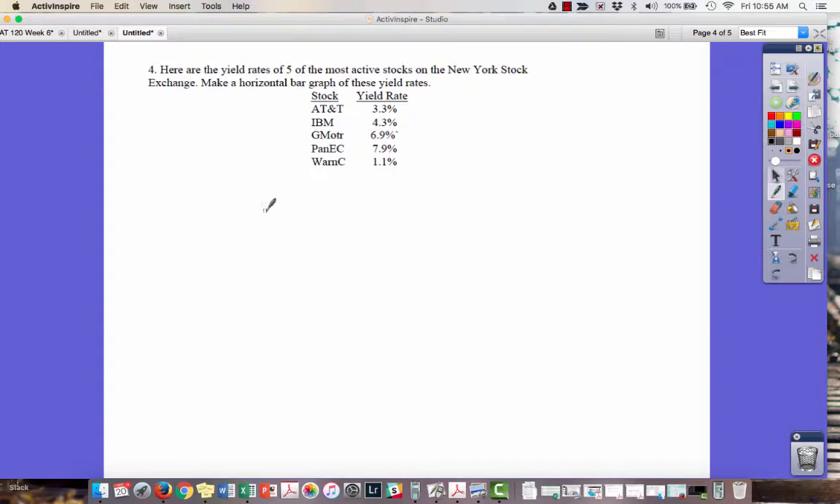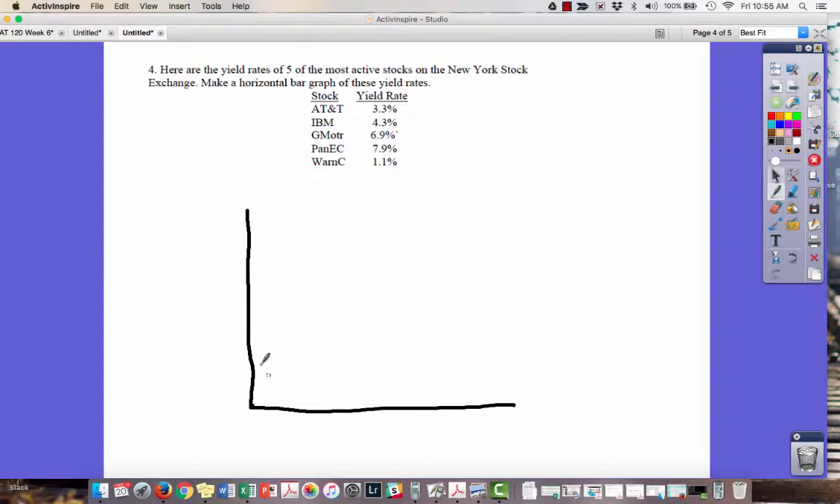Now, number 4, we have the yield rates of 5 of the most active stocks. And now it says horizontal bar graph. So I know last night we had a lot of verticals being done horizontally. Horizontals have been being done vertically. Make sure you kind of watch that. That's a terrible line. Let's get a little bit straighter.